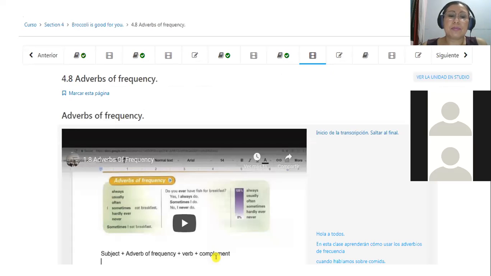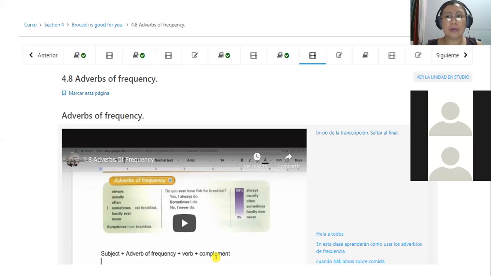And we can have expressions to ask, for example, do you ever have fish for breakfast? That means, do you ever, alguna vez, verdad, desayunas pescado, right? Do you ever have fish for breakfast?